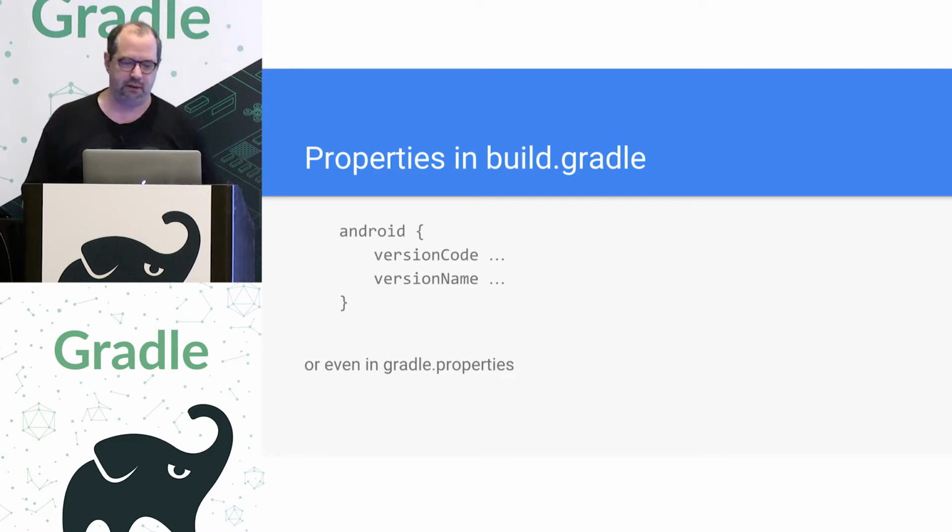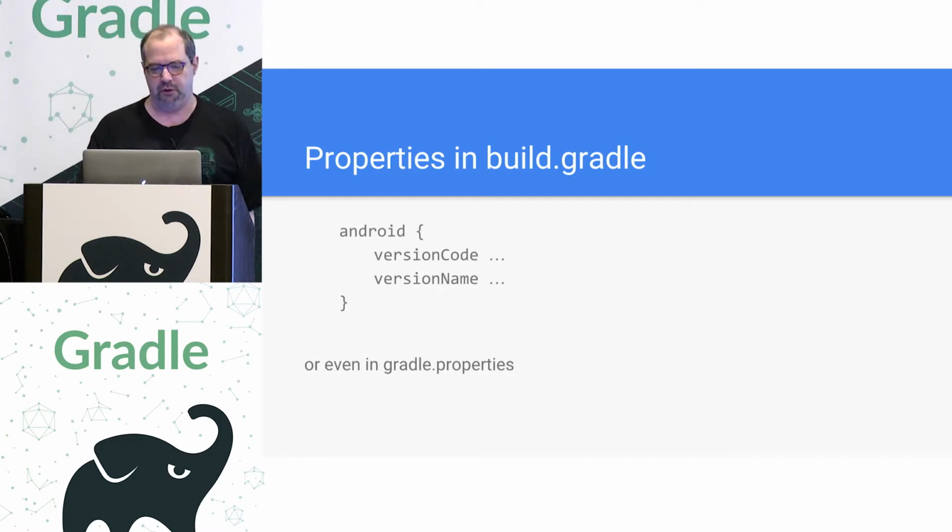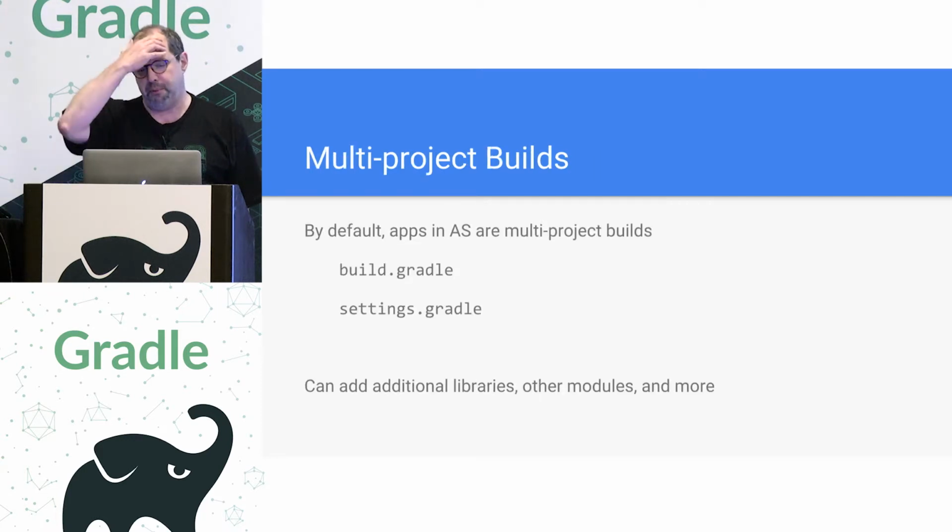Now, of course, inside there, I don't even need to mention this, you put in your android block, you have all your different properties. You can use the gradle.properties file.